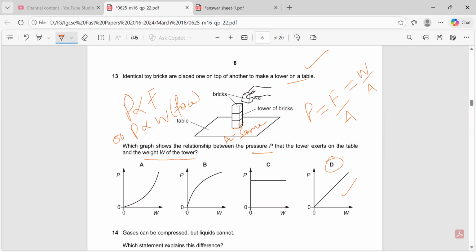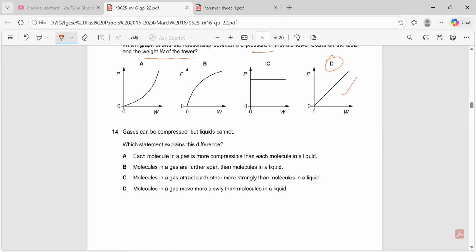Then my dear friends, next question number 14. Gases can be compressed but liquids cannot. Which statement explains this difference? Each molecule in a gas is more compressible than each molecule in a liquid. Molecules cannot be compressed. I told you while explanations that molecules can never be compressed or expanded. Mean the size of the molecule never changes. Only the separation between the molecules, intermolecular distances, can be changed.